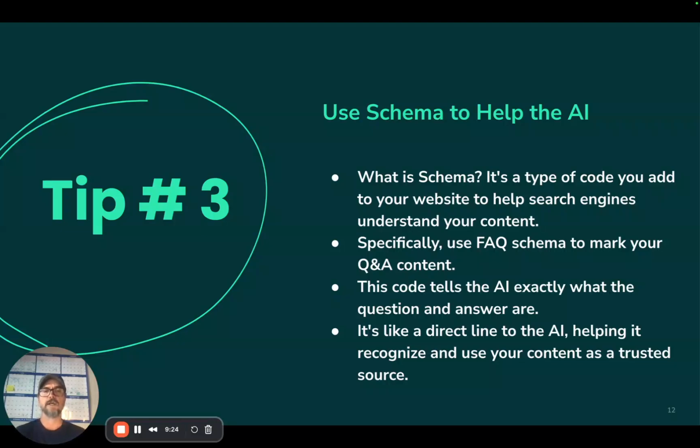Make sure that you mark your Q&A section, either the frequently asked questions functionality on the bottom or the text itself on the top. This code is going to tell AI exactly what the questions and answers are, making it easy to understand what you're doing, what you're providing. This is almost like a direct line to the AI, helping it recognize and use your content as a trusted source.